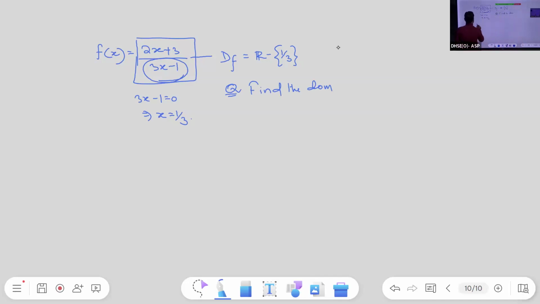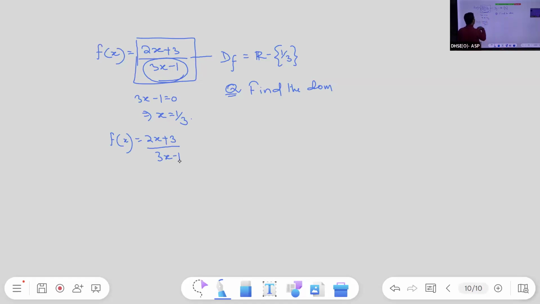The function is f of x is equal to 2x plus 3 upon 3x minus 1. The question is to find the domain of the function. What do you mean by domain? Domain is the set of values of x for which the function is defined. And in a rational expression, you know that a rational expression will be undefined when the denominator is 0. Something divided by 0 is always undefined. That's why it is said that division by 0 is not permissible.